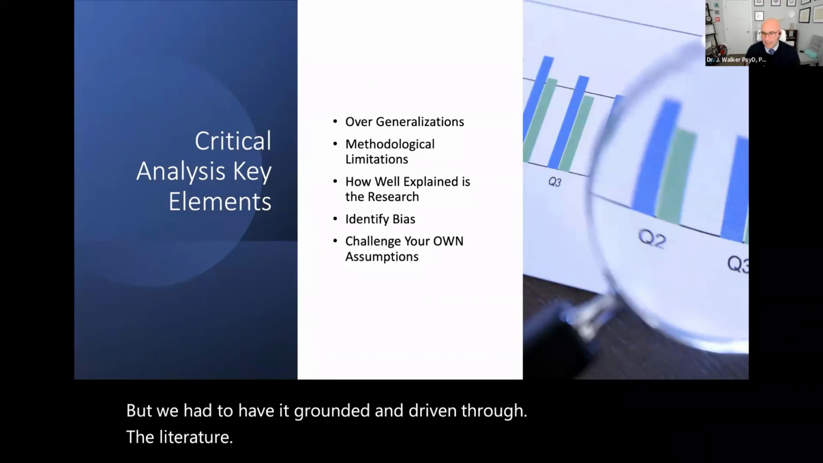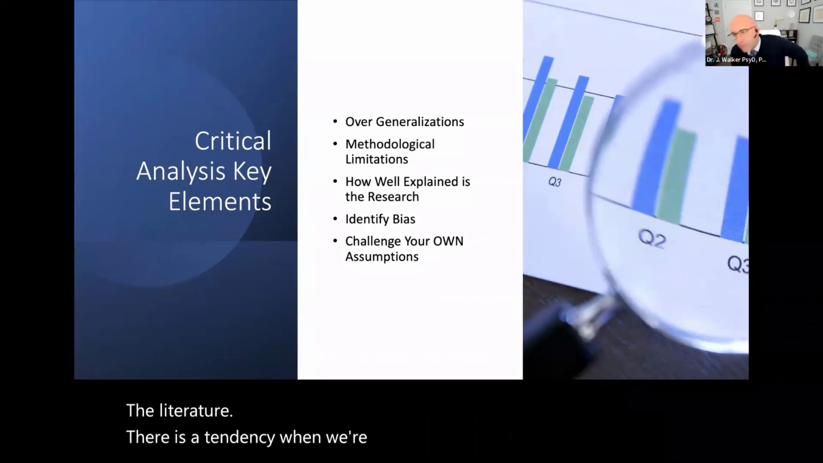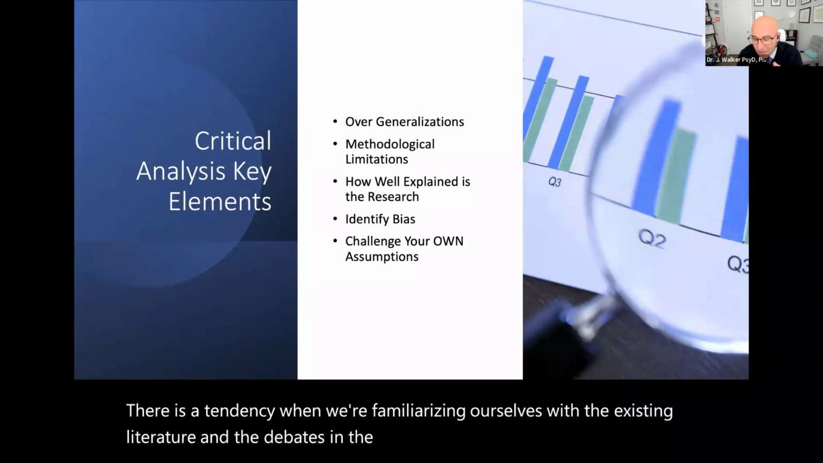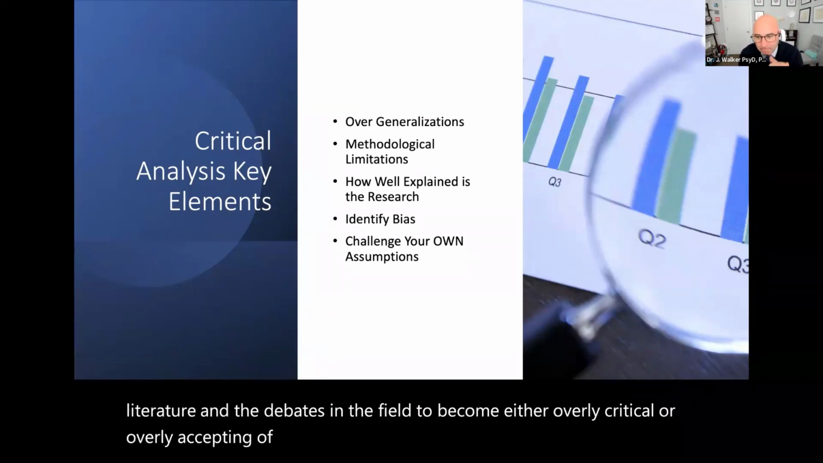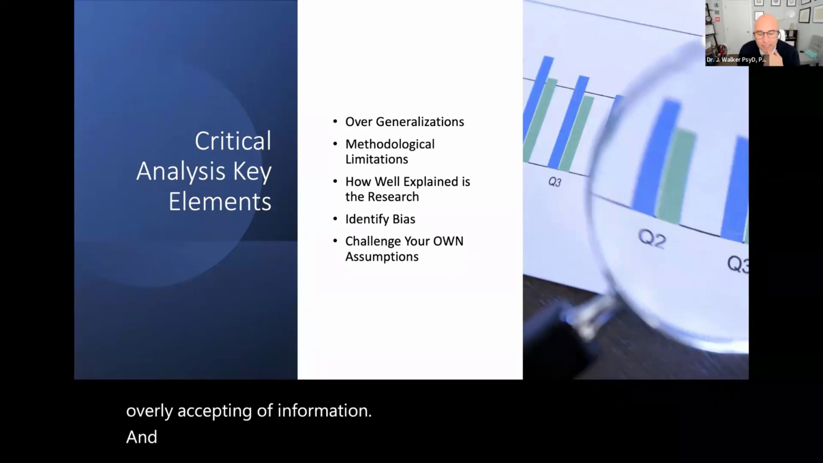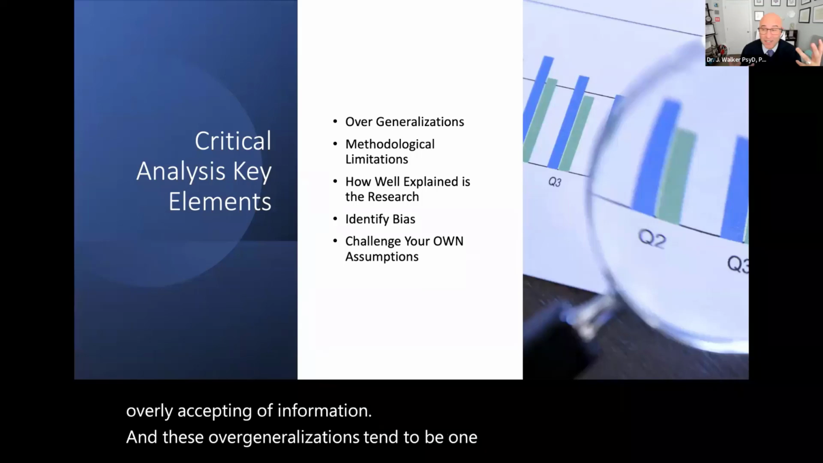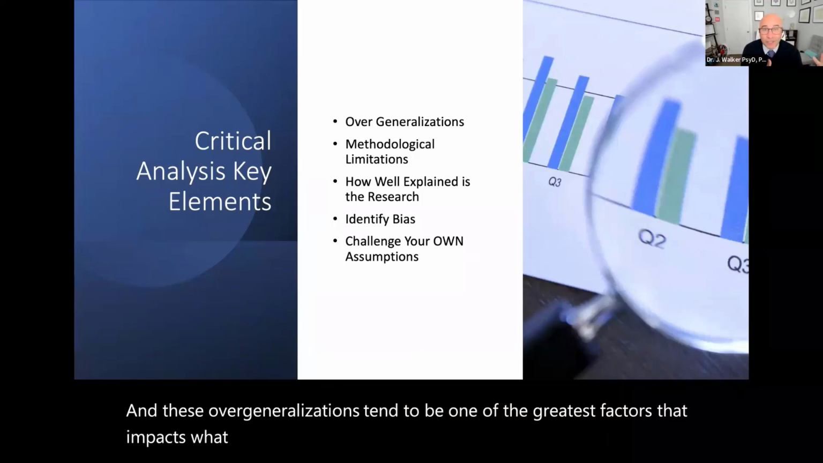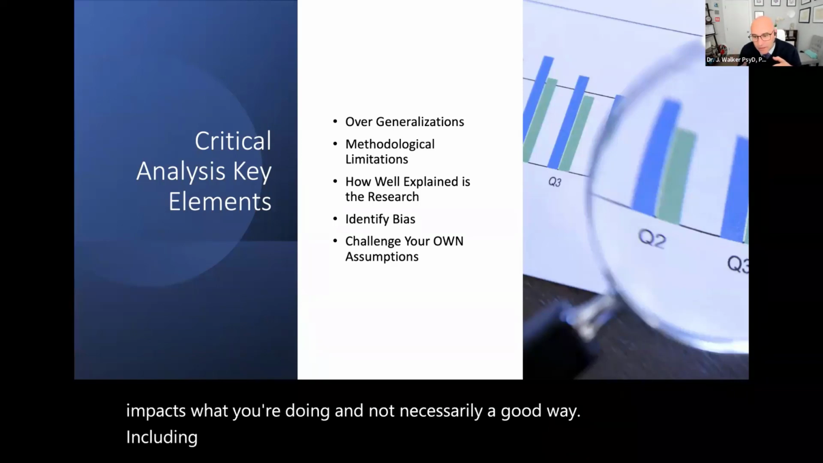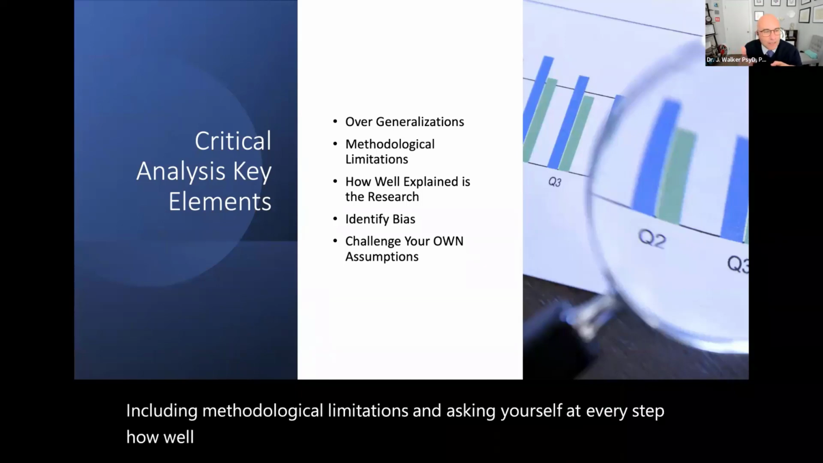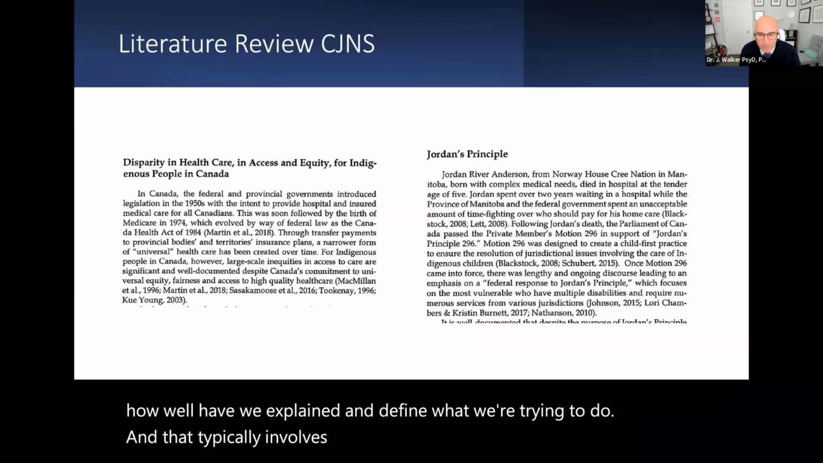There is a tendency when we're familiarizing ourselves with the existing literature and the debates in the field to become either overly critical or overly accepting of information. And these overgeneralizations tend to be one of the greatest factors that impacts what you're doing in not necessarily a good way. So, include methodological limitations and ask yourself at every step, how well have we explained and defined what we're trying to do? And that typically involves talking to other people.